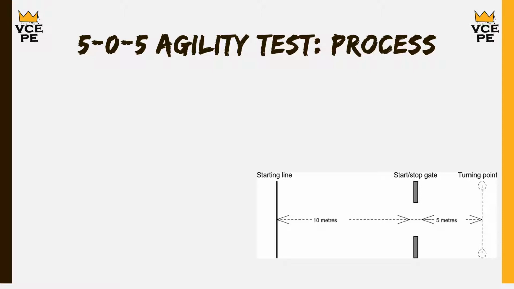You'll have a starting line, and I would generally suggest that is a row of cones. You then have some more cones, or this is where you would have your light gates if you had them, where it says the stop-start gate. 5 meters past there, we have a line, and I would generally use a line on a basketball court for that.